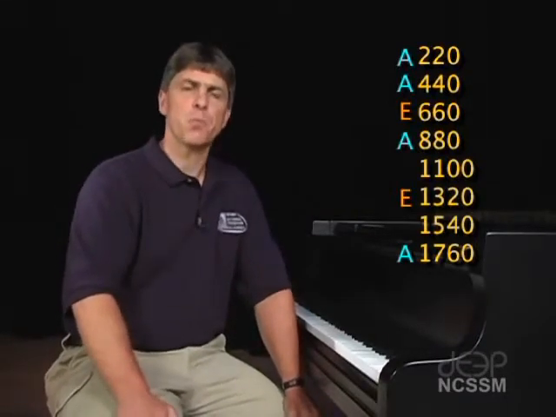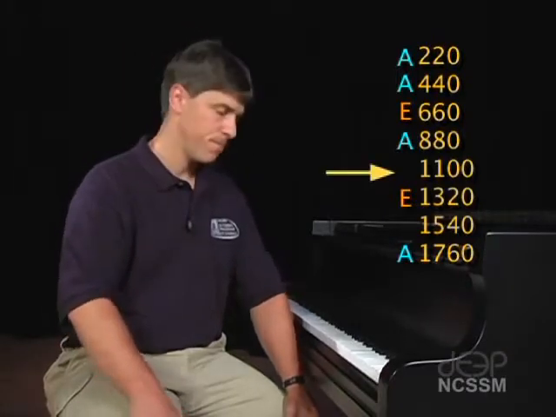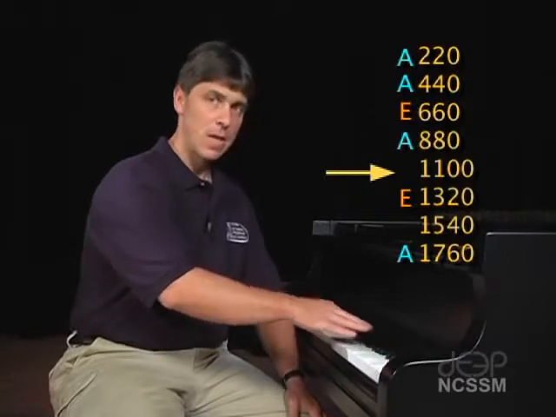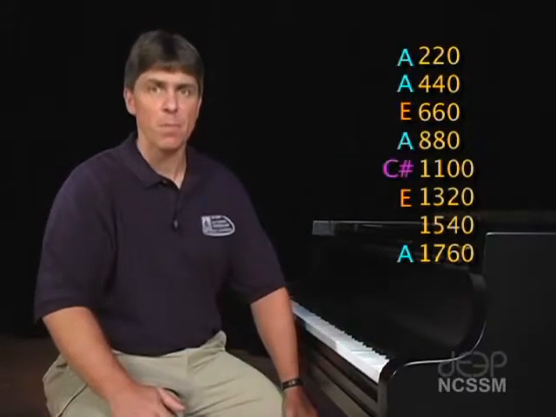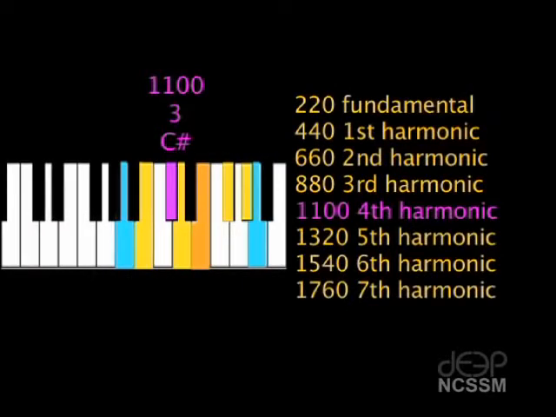Now, let's use some reasoning to figure out the 4th harmonic, 1100 Hertz. If you guessed C sharp, you are correct. Remember that C sharp is the mediant of the A major scale, or the 3rd note of the scale. The 4th harmonic, or 4th multiple of a fundamental, is always the 3rd note of the major scale.